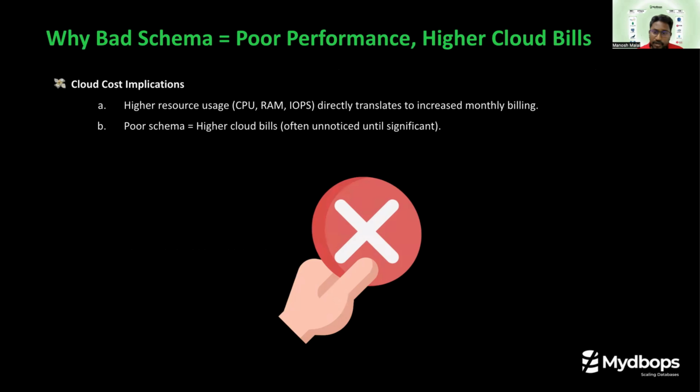And why does bad schema equal poor performance and higher cloud price? This is what we are talking about. When you don't have a good schema, you are spending more energy on spinning up bigger instances, with high CPU, high memory, high IOPS, based on your read-write behavior. All this comes, and it automatically increases your bill. This is very important.